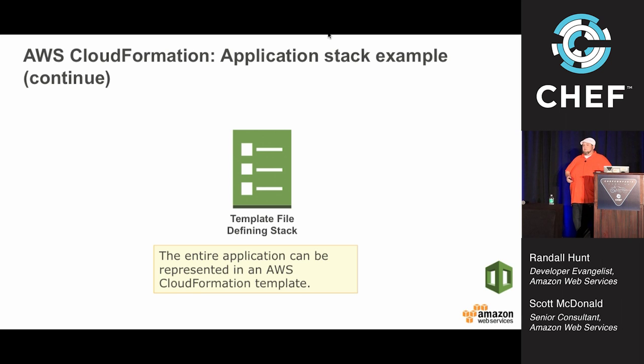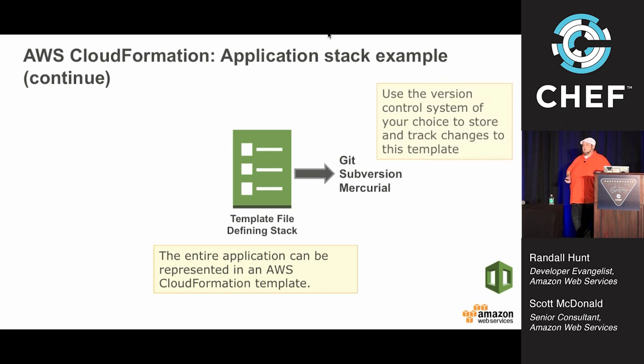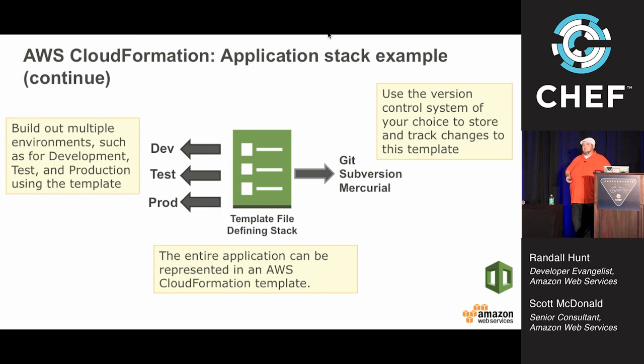So your entire application can be represented in AWS with a CloudFormation template. These templates can then be checked into your version control system to track any changes. And then you can use these templates to redeploy the same environments for dev, test, and production.